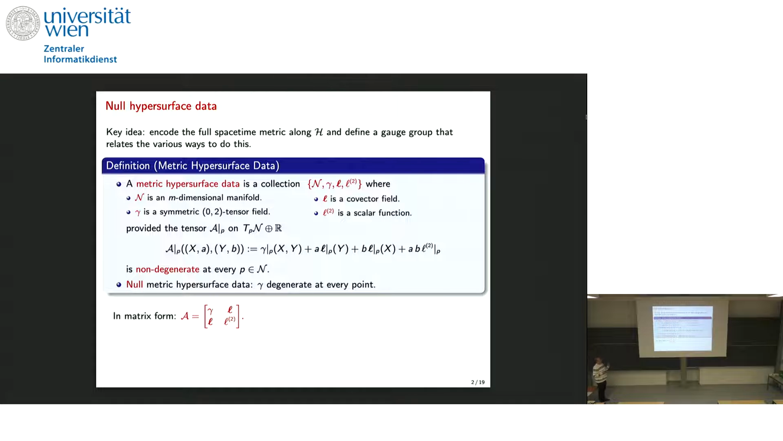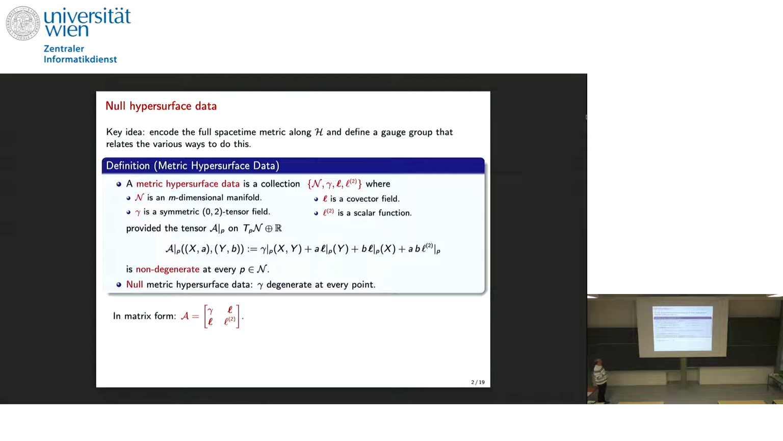So the key idea to do this construction is to encode the full space-time metric along the hypersurface and take care of the fact that there are many ways that one can do that. And since there are many ways one can do that, one has to take that into account. And in the end, what will happen is that one introduces a gauge group on the object. So the definition is as follows.